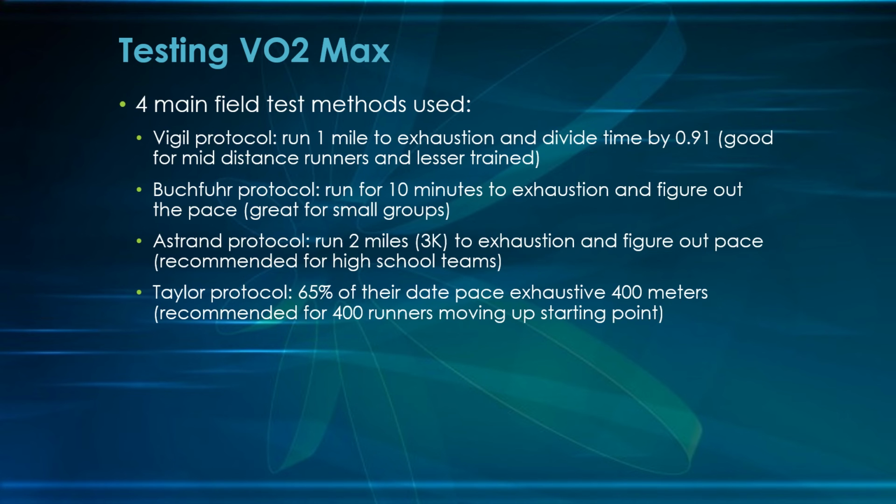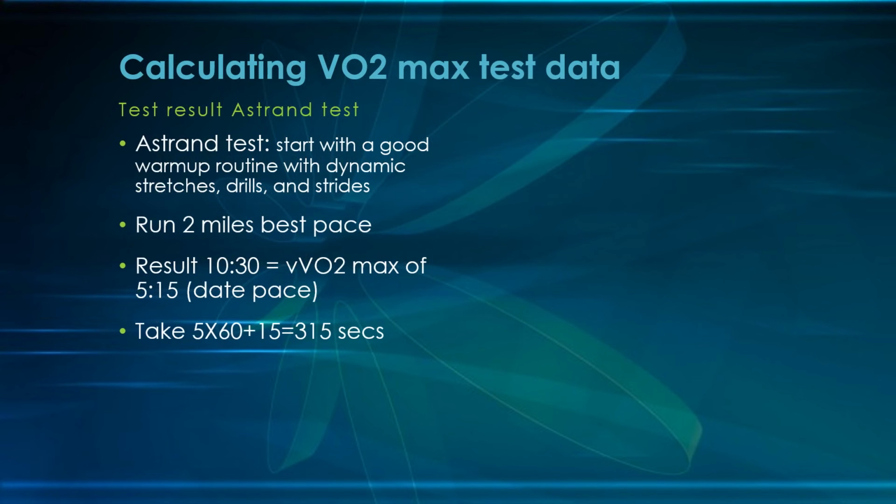Testing VO2 max, we talked about this in a previous video, and if you want to take a look at that, it's in the description down below. 4 main field tests. We're going to look at the Ashton protocol. In that protocol, it calls for having your athlete run 2 miles best paced. And let's say that theoretically we had a kid do that in 10:30. They would have a current date pace vVO2 max of 5:15. Their body reaches maximum oxygen use at 5:15. So we're dealing with 315 seconds.